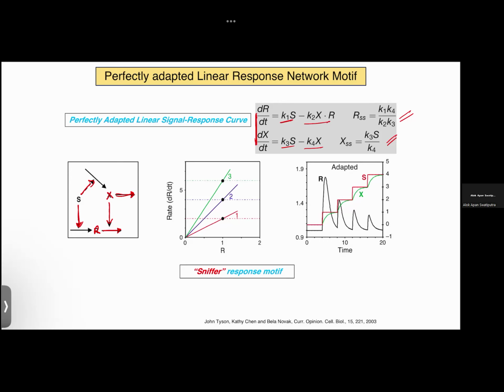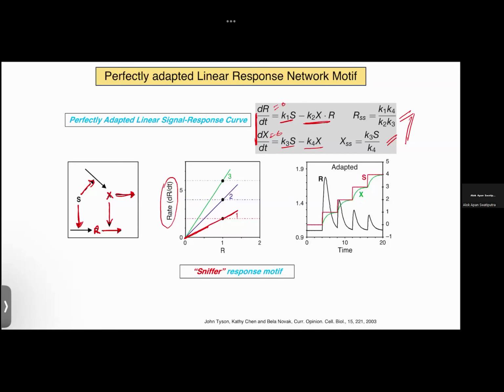you can try. It's pretty easy, right? It's just two equations. You set both equal to 0, and you will get these two steady states. Now, if I want to do this dR/dt versus R curve, which we had before, take a look here. See, this negative term is k2 into X into R, so it's a linear function of R. Right? So it's straight like this.